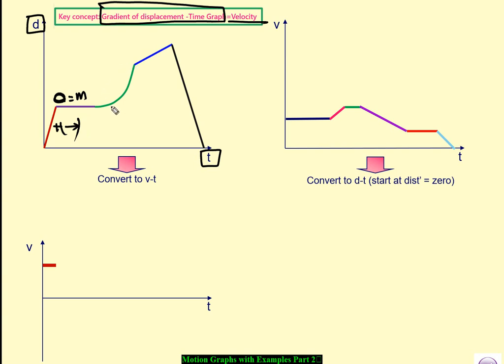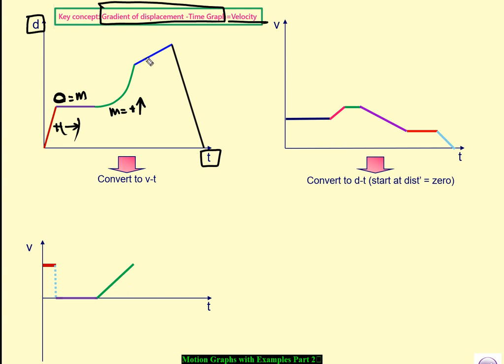Now, how about the gradient of this line? Gradient is positive and gradient is increasing. It means velocity has to be positive and velocity has to be increasing, as you can see here now. So this is how we can answer.